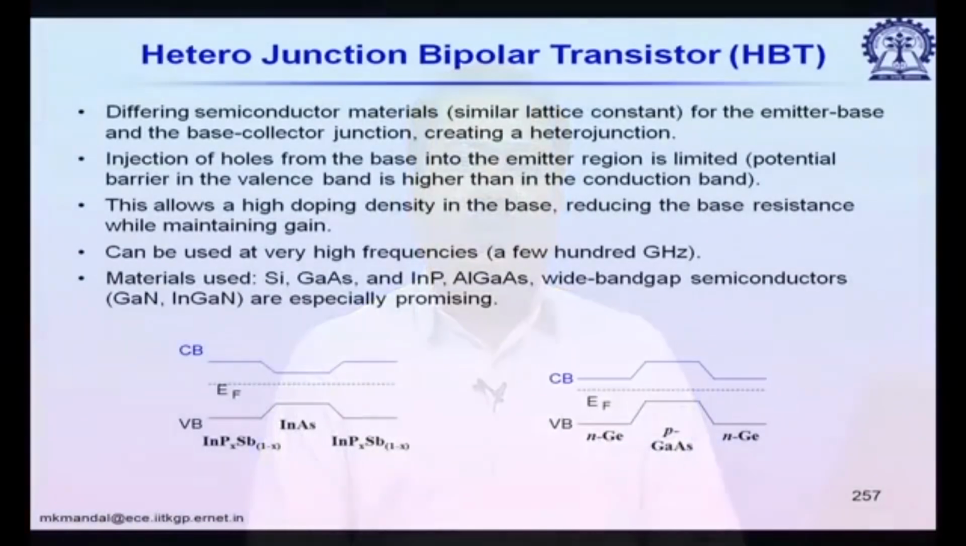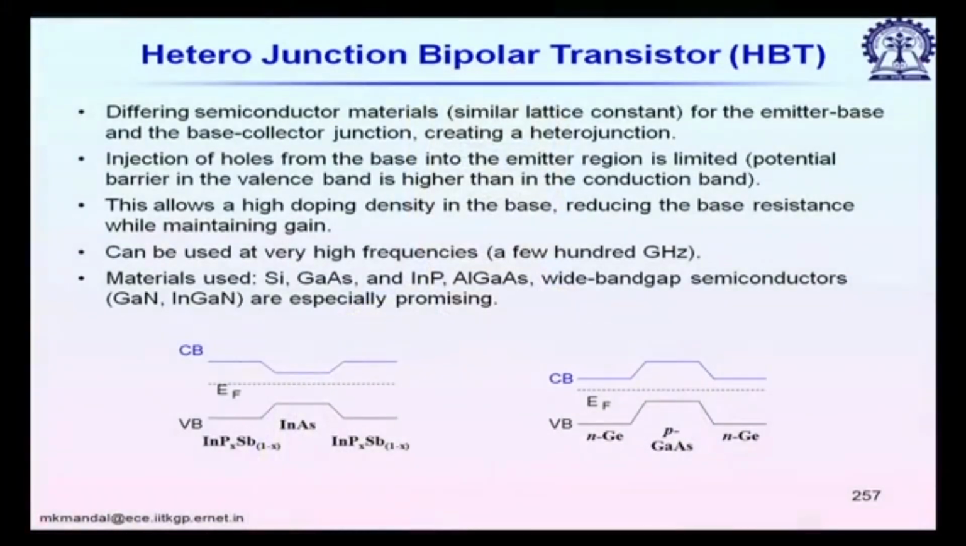So, next is the heterojunction bipolar transistor, HBT. In this case, let us first discuss the limitation of the BJT, the high frequency limitation. We have already seen that for high frequency operation we have to decrease the base width, so that the transit time decreases. Now, if we decrease the base width, then the base resistance increases. So, how do we compensate for this problem?